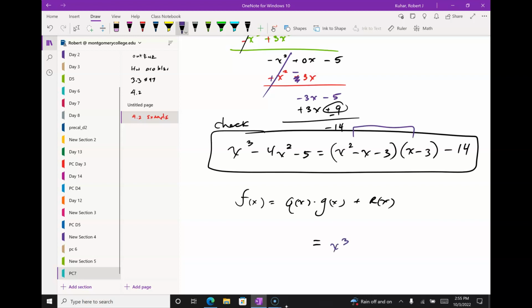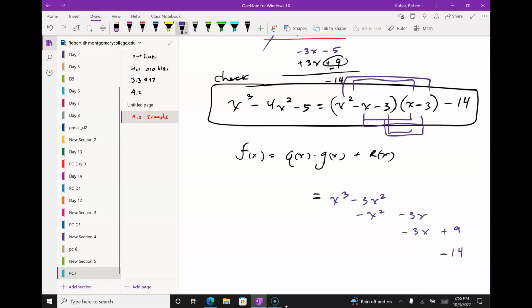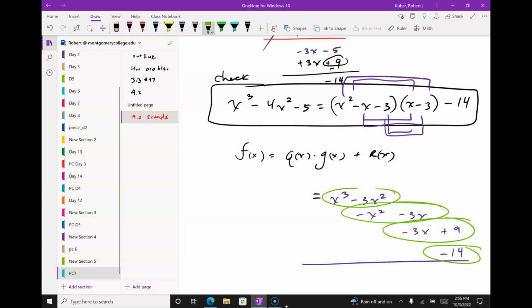I got an x cubed. I get a minus 3x squared. I get a minus x squared. I get a minus 3x. I get another minus 3x. And I get a positive 9. And then a minus 14. Notice that each time I multiplied, I created a new row. And you can kind of see that I'm recreating the long division process again, but in reverse.